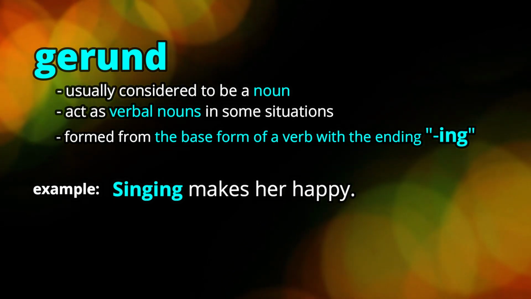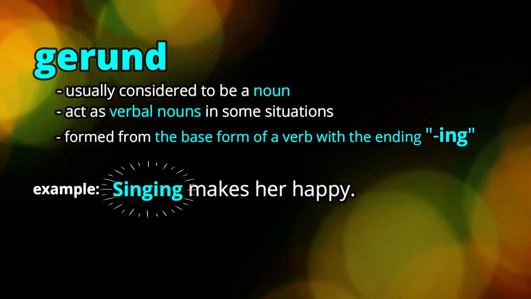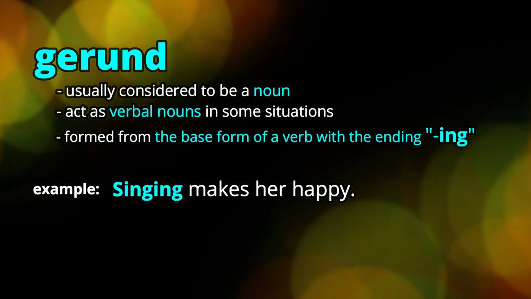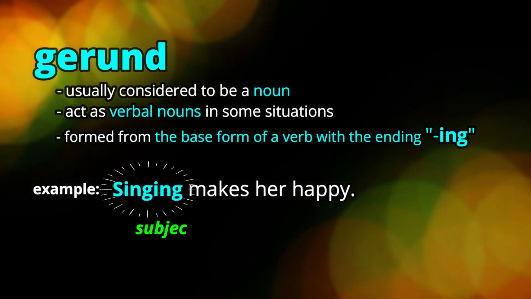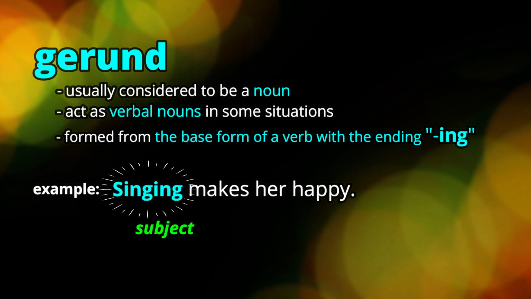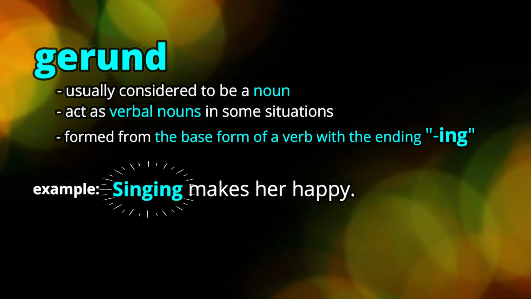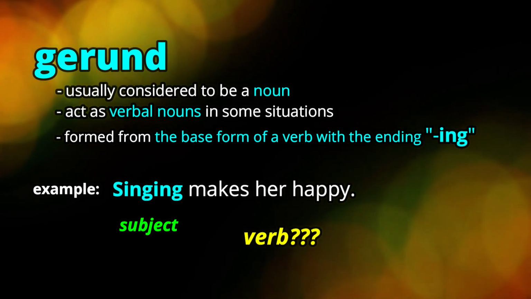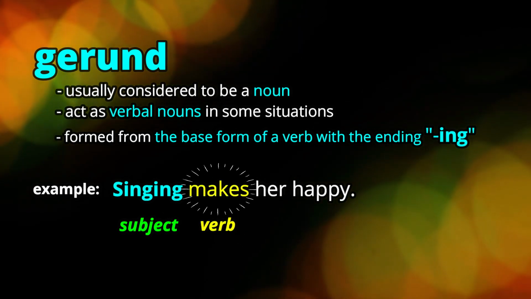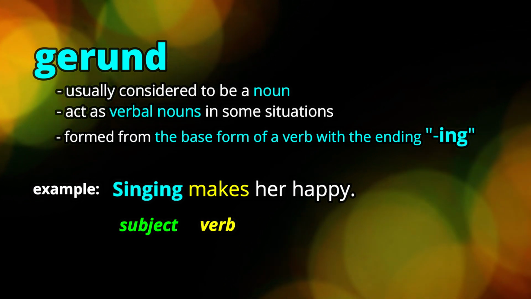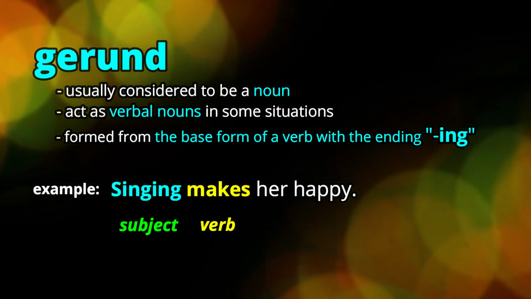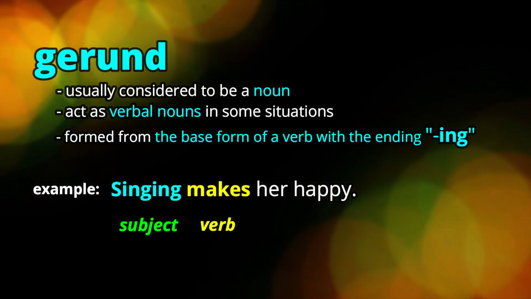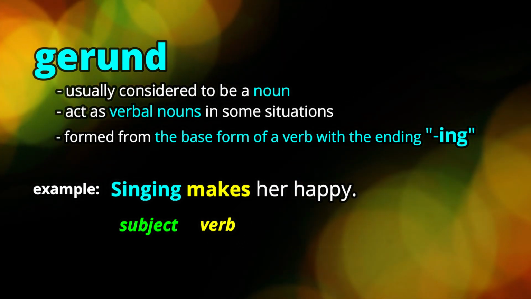In this sentence, the gerund singing is not the verb, right? It's acting as a noun, and it's the subject. So let's look at the sentence. We have singing, that's the subject. And how about the verb? The verb is makes. Do you see? So singing is the subject, and makes is the verb. So we can see how we can use a gerund as the subject of a sentence.